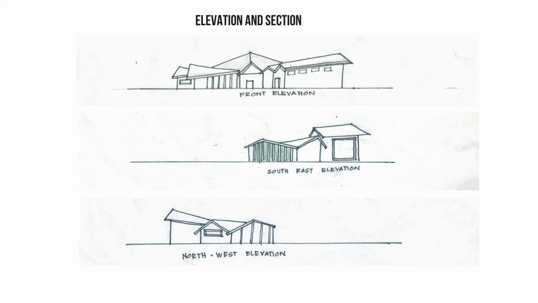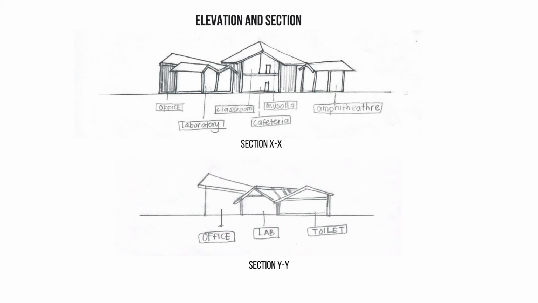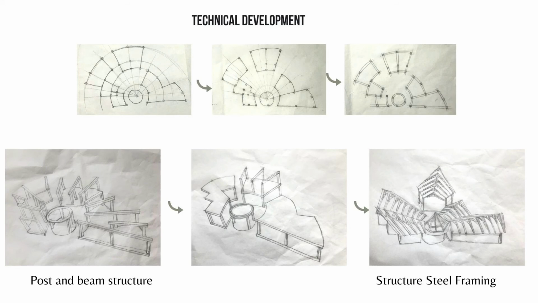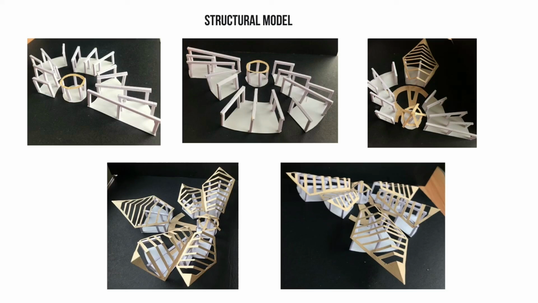This is the elevation of the building. As we can see from the front elevation, the roof is emerging outward from the center. And this is the section of the building. Here are my mock-up model from the plan view and perspective view. For the technical development, first of all, I used the circular grid and I decided the column location. I would like to use post and beam structure for the building and structural steel framing for the pitch roof. Last but not least, here is the structural model of the building.